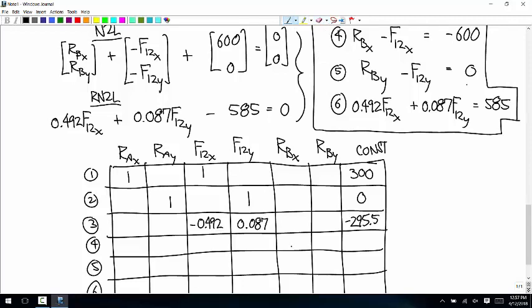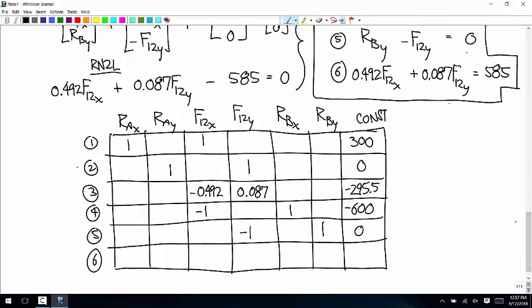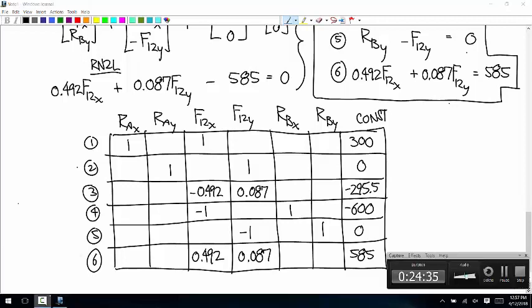RBX, we have 1. F12X, we have negative 1. The constant is negative 600. Equation 5, RBY, we have 1. F12Y, we have negative 1. Constant 0. And equation 6, F12X, we have 0.492. F12Y, we have 0.087. And the constant is positive 585. Everything else is zeros.